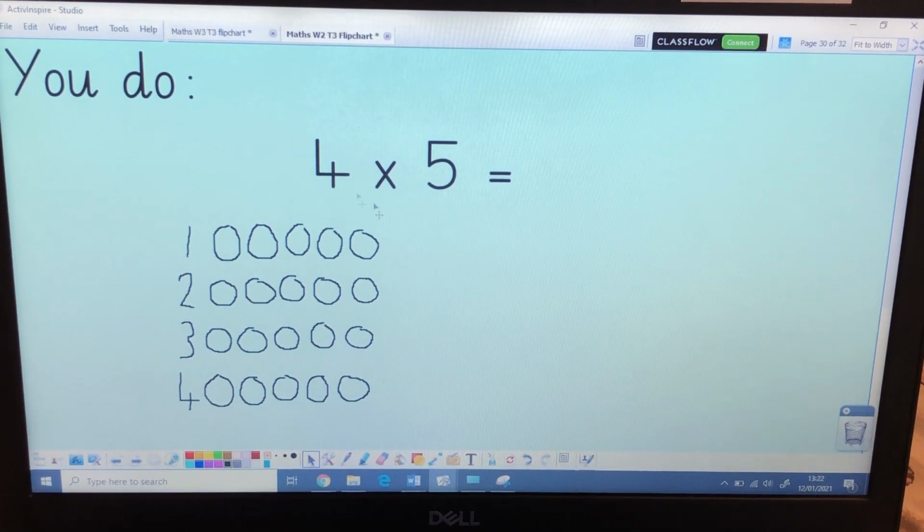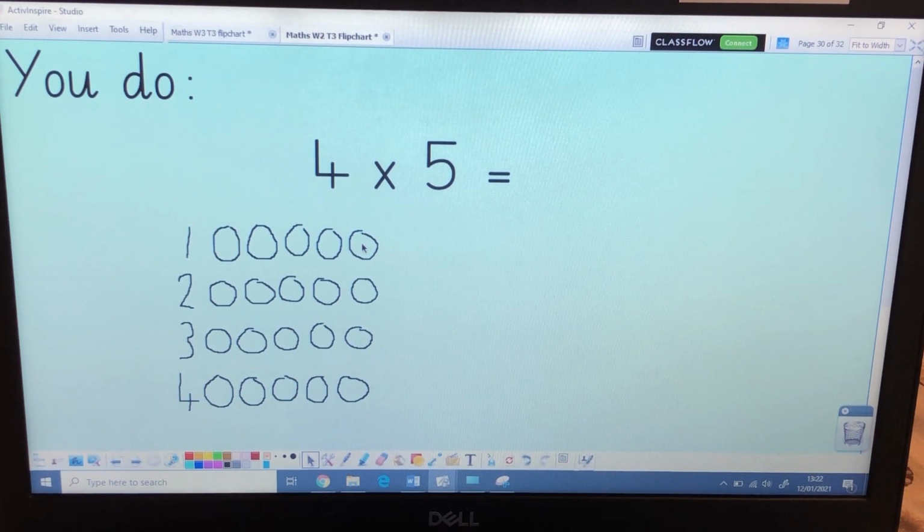Okay, I wonder if yours looks like mine. Have you got 4 groups going down? Have you got 5 in each group? Now we can work out our answer.